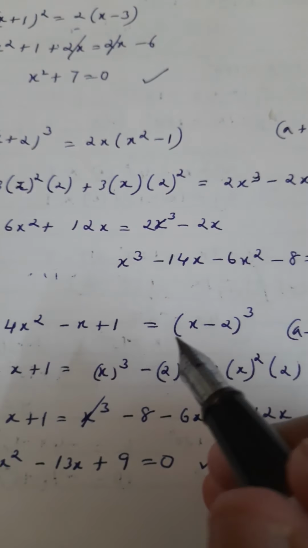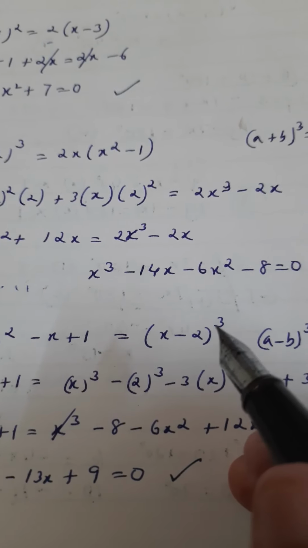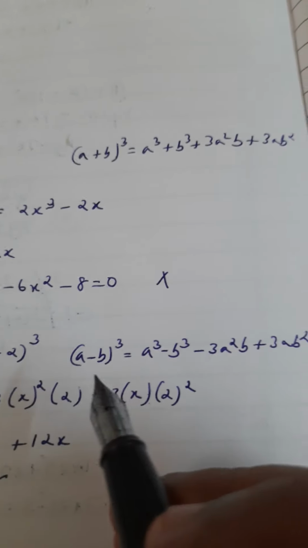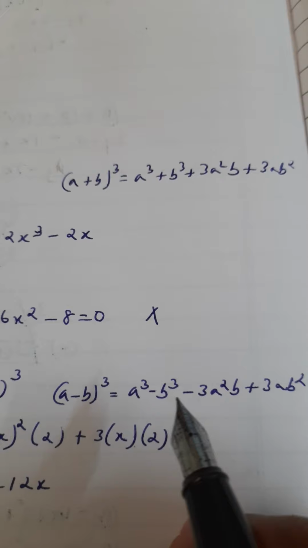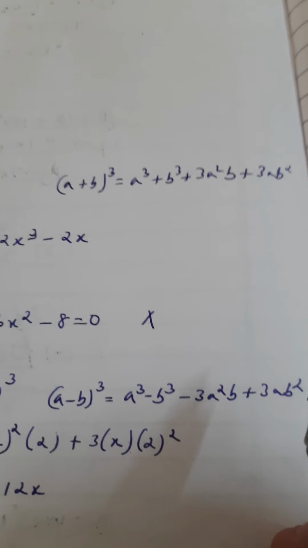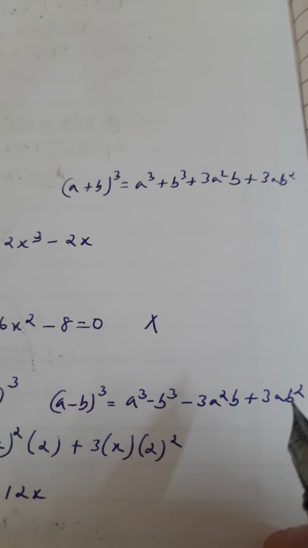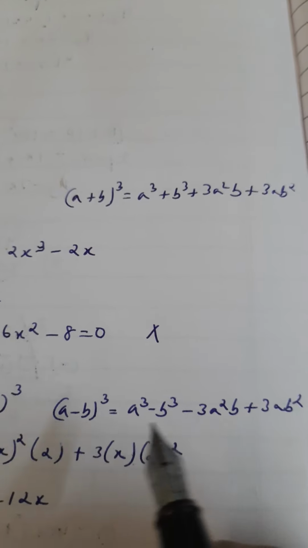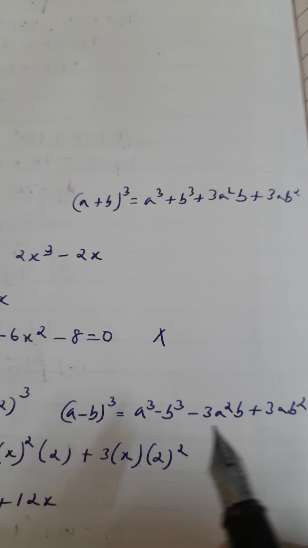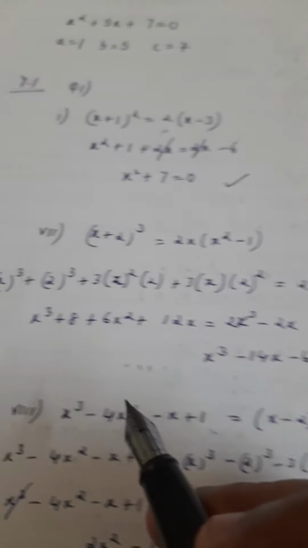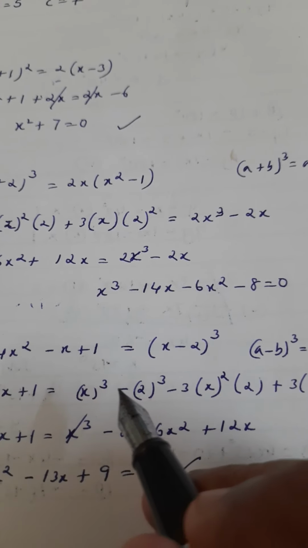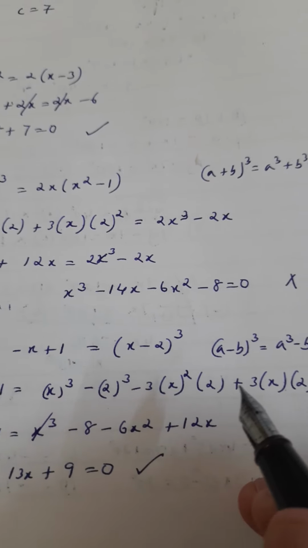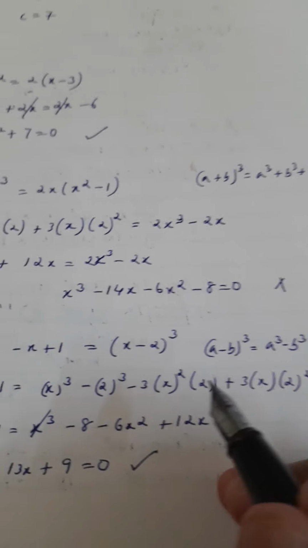Is this a quadratic? Now here this is in the form of a minus b whole cube. If you have forgotten the identity, I have written it here. Please note down this. A cube minus b cube minus 3a square b plus 3ab square. This is the identity for a minus b whole cube. Right? Noted it down. Now apply here a minus b whole cube. I am applying that here. A cube minus b cube minus 3a square b plus 3ab square.